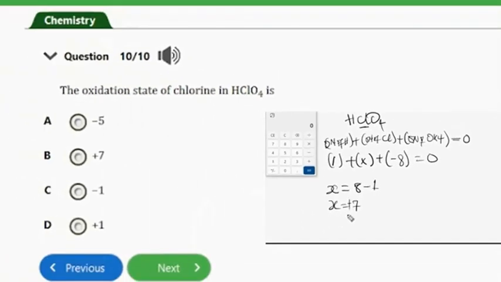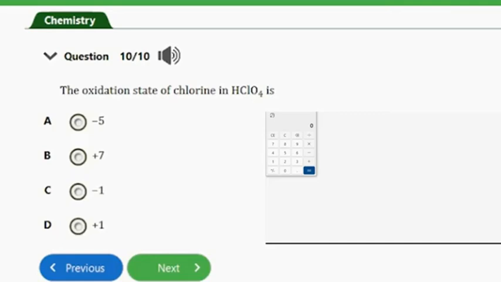So this is the oxidation number of chlorine here, and guys, that's option B here given to us. And that's the answer to this question. Option B is the answer. So let's wipe this off.